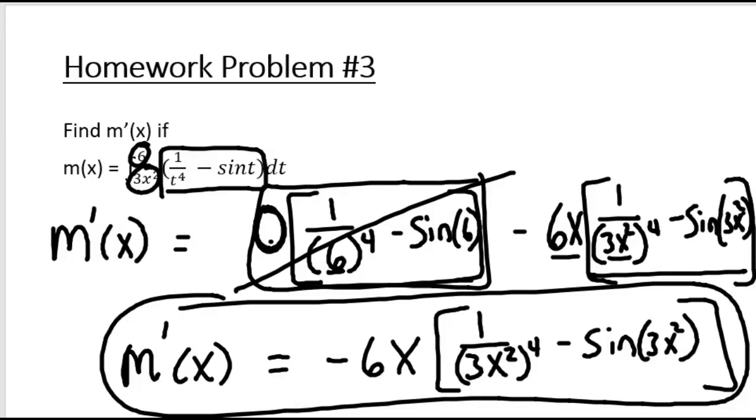And notice I'm not simplifying it. You could simplify it if you wanted to, like you could do 3x squared to the 4th power, and then you could distribute this in. And even after you distribute it, you'd be able to reduce that first fraction a little bit. I'm not going to bother with that, though. I'm just going to leave my answer like that, and I think that's fine for you to do the same.